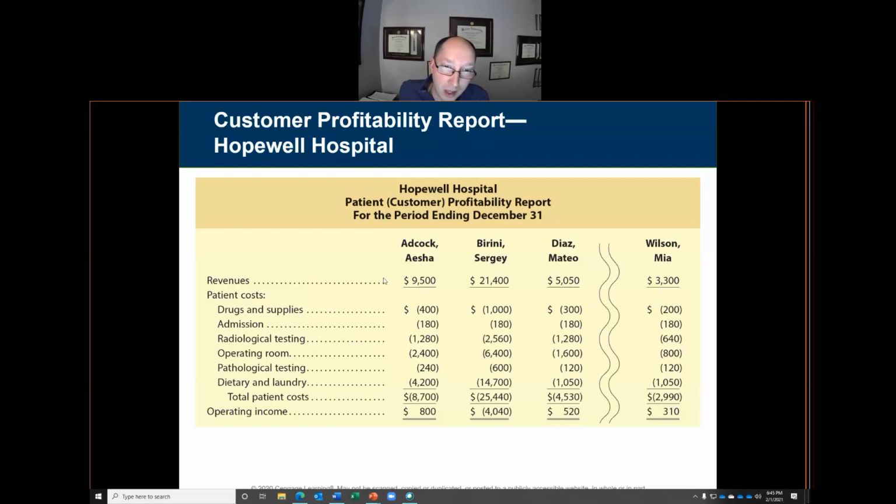Revenue. That's how much we bill the insurance company. Minus your patient costs, drug supply expense, admission, radiology, operating room, pathology, dietary and laundry, total patient cost. Revenue minus total patient costs equals operating income for that patient. Yeah, makes sense.